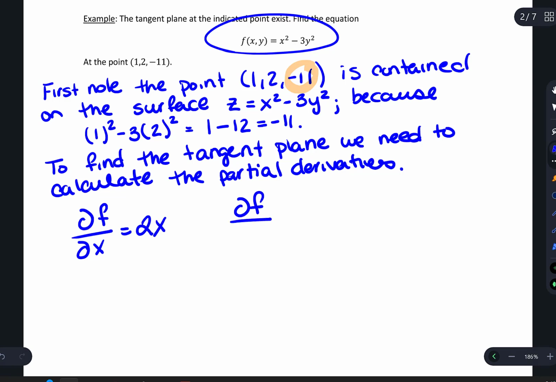We could also find the partial derivative of f with respect to y. Very similar, the first term, x squared, doesn't contain a y, so it's a constant. So the derivative of x squared with respect to y is just going to be 0. And then our second term, negative 3y squared, the derivative of that term with respect to y is going to be negative 6y.